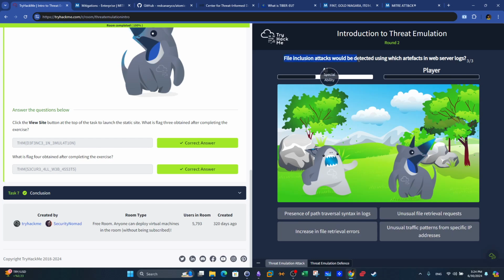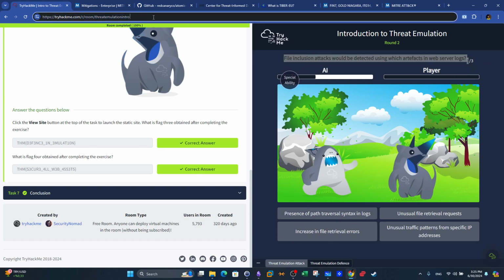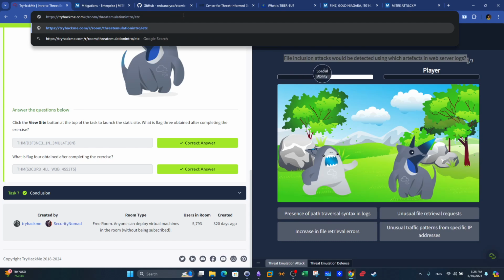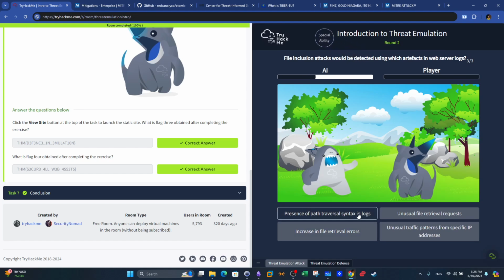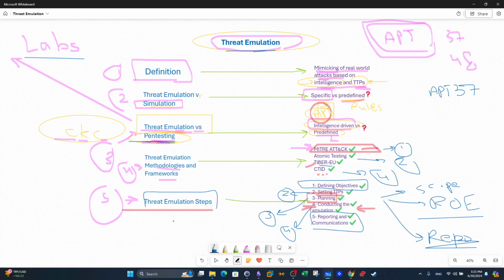And file inclusion attacks would be detected using which artifacts in web server logs? Okay, file inclusion. So in file inclusion, remember that the attacker's attempt is to access resources using the URL. So in the first choice here, presence of path traversal syntax in logs. What is path traversal? It is when you append these strings in the URL, two dots slash two dots slash two dots slash, and then maybe the name of the file you're attempting to access.